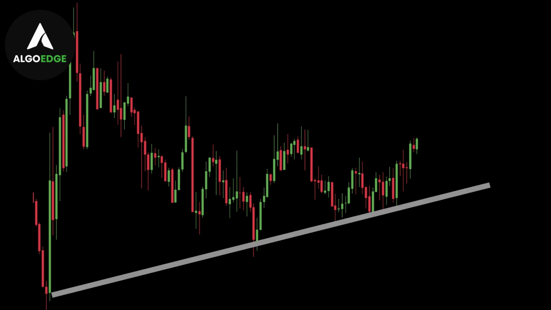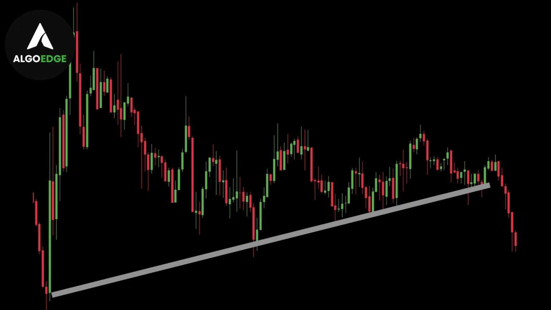As you can see, every time price touched the trend line in the past, it bounced higher. Because of that, it's reasonable to expect that if price returns to the trend line again, it may react in a similar way. However, that doesn't mean it will happen every time. No pattern works 100% of the time. For example, in this case, price returned to the trend line, but instead of immediately bouncing higher, it paused for a while and then broke below the trend line.